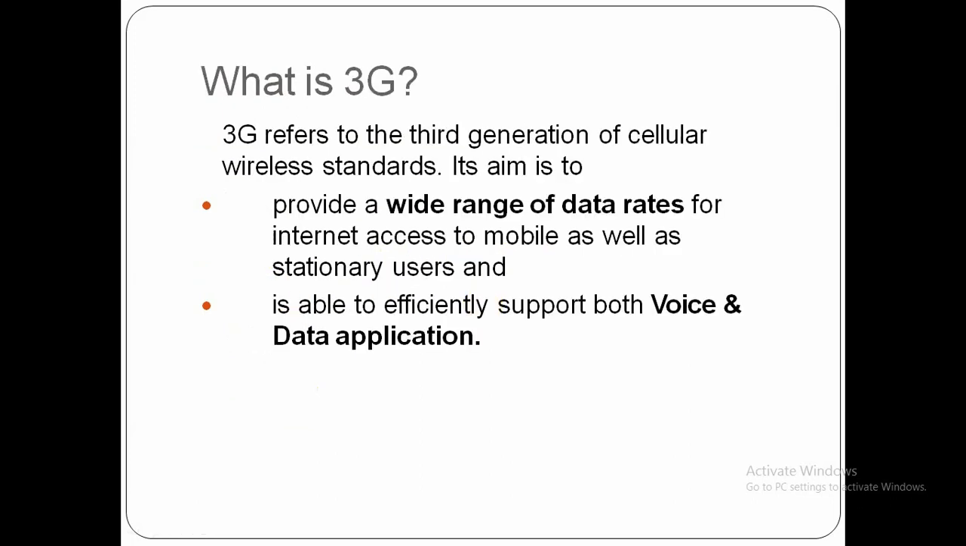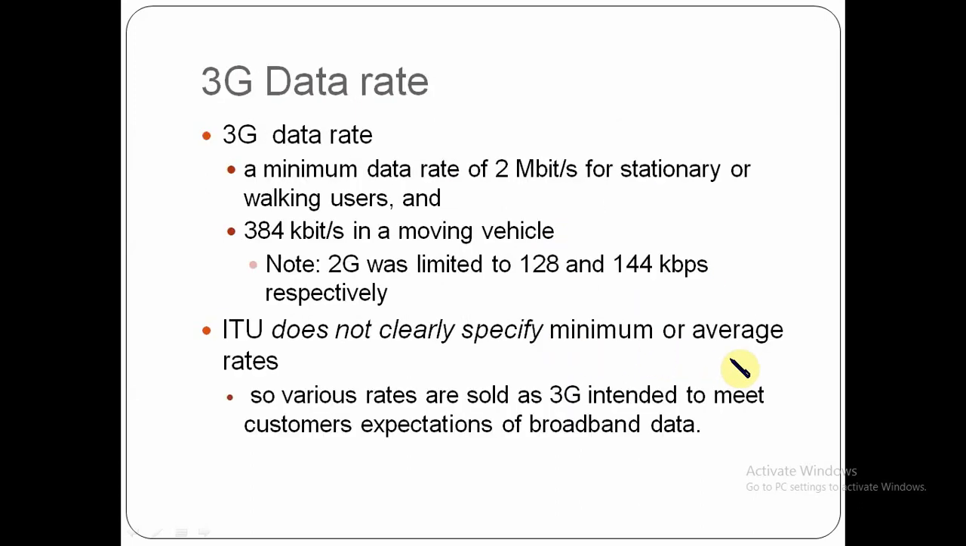What is 3G, seen after 1G and 2G? It is the third generation of cellular wireless standards, with a wide range of data rates, able to efficiently support both voice and data applications. The 3G data rates were limited to 128 to 144 kbps respectively. The ITU does not clearly specify minimum average rates.